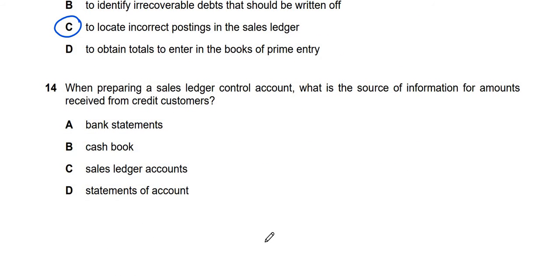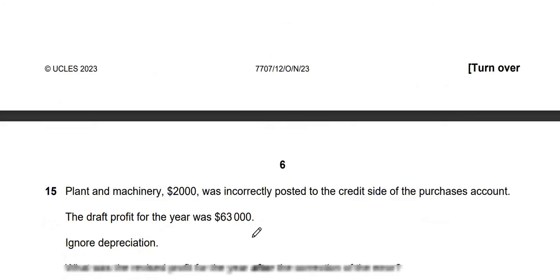Okay. Question 14. When preparing a sales ledger control account, what is the source of information for amounts received from credit customers? So look, amount received from credit customers is recorded in the cash book. So when preparing a sales ledger control account, what is the source of information? Cash book. Alright, so amount received from credit customers is recorded in the cash book.